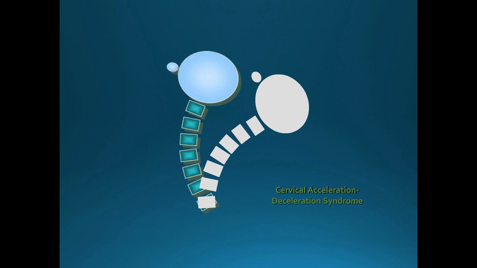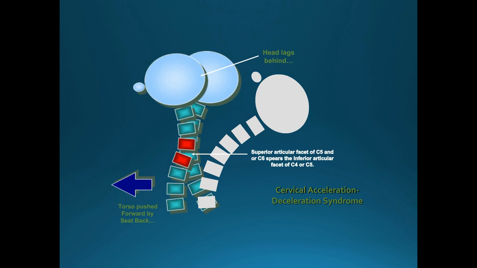So here we are. This is called a cervical acceleration-deceleration syndrome, which is another way of saying whiplash. Let's watch what happens here in an accident. Because the head weighs more than the spine, and because the trunk is usually held in a seat belt harness, you have the head moving at a different speed than the spine.